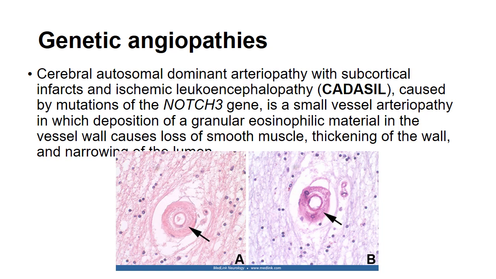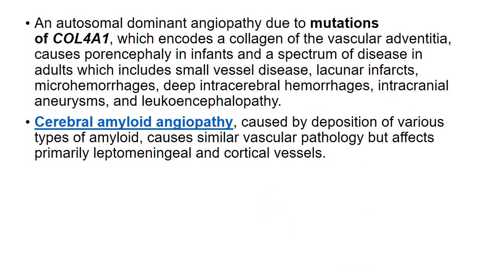There is another autosomal dominant angiopathy due to mutation of the COL4A1, which encodes the collagen of the vascular adventitia and causes porencephaly in infants and a spectrum of diseases in adults as well, which includes small vessel diseases, lacunar infarcts, microhemorrhages, deep cerebral hemorrhages, intracranial aneurysms, and leukoencephalopathy.